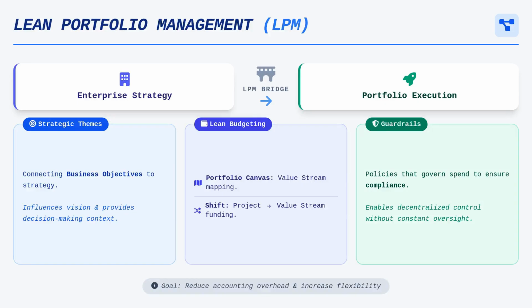Furthermore, portfolio guardrails act as the policies and practices that govern the budget, ensuring that spending remains within acceptable boundaries without requiring constant oversight. You should recognize that these guardrails are essential for maintaining decentralized control while ensuring organizational compliance.